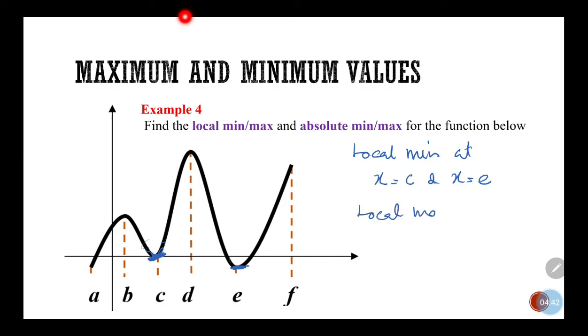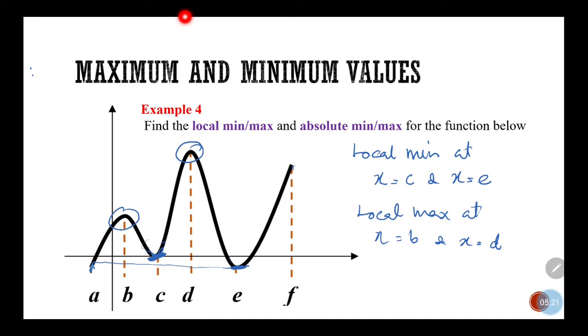Local maximum at x equals to apa? Yang berbukit-bukit ni lah. Okay, at x equals b and x equals d. Okay, and then a and f ni kita tak boleh panggil local sebab dia endpoint. Okay, dia endpoint. But if we want to consider this as your absolute, boleh. Okay, sebab kalau dia yang paling rendah compared to dia punya jiran, then you boleh panggil dia as absolute.